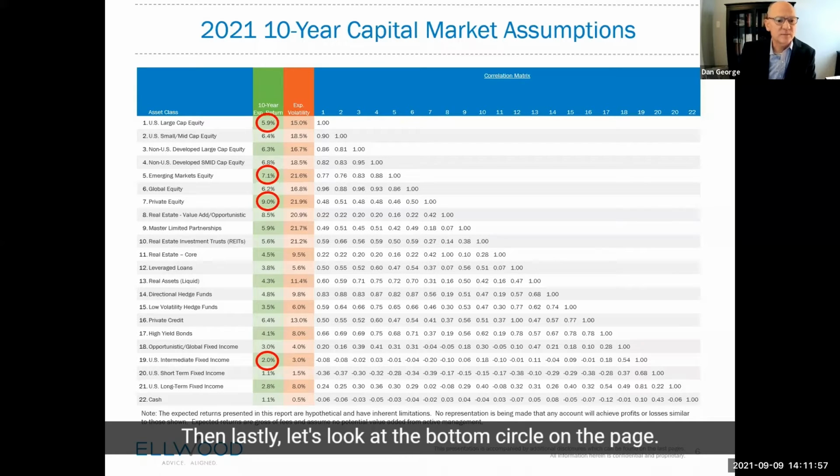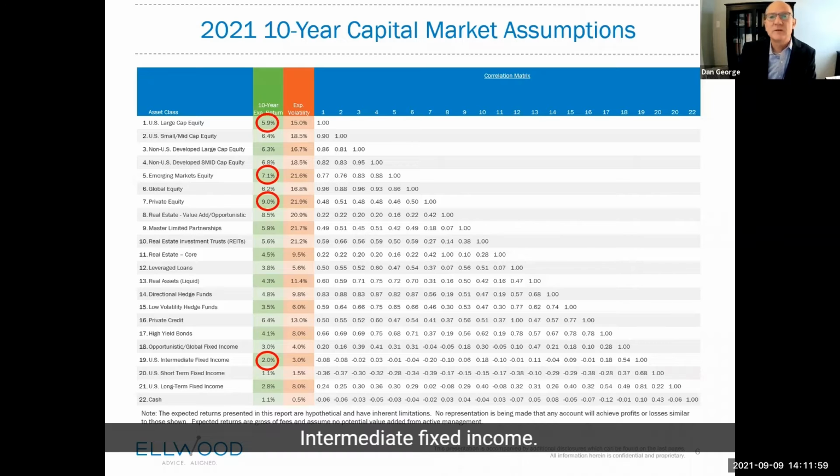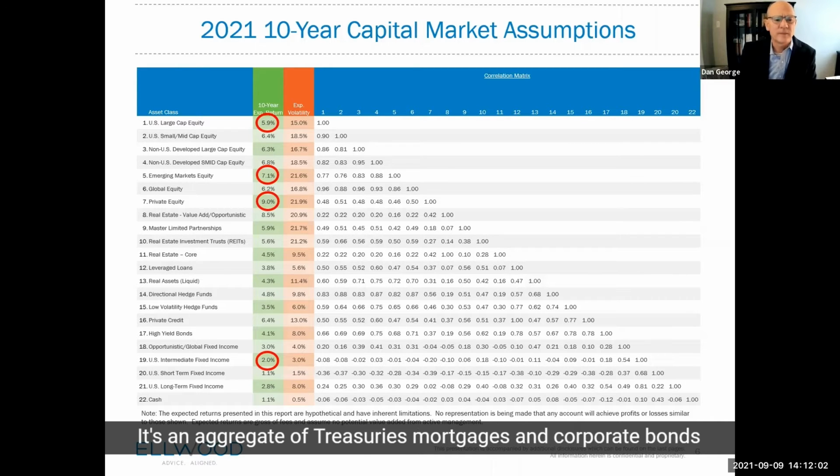Then lastly, let's look at the bottom circle on the page. Intermediate fixed income. This is a core bond portfolio. It's an aggregate of treasuries, mortgages, and corporate bonds. An expected return of only 2%. Right now, the 10-year US Treasury is hovering at about 1.35%. And so while corporate bonds and mortgages would have a return premium above that, that just lets us know how far we have to go to get to a 2% expected return in the bond markets. We have to have some increase in interest rates to even get to 2%.